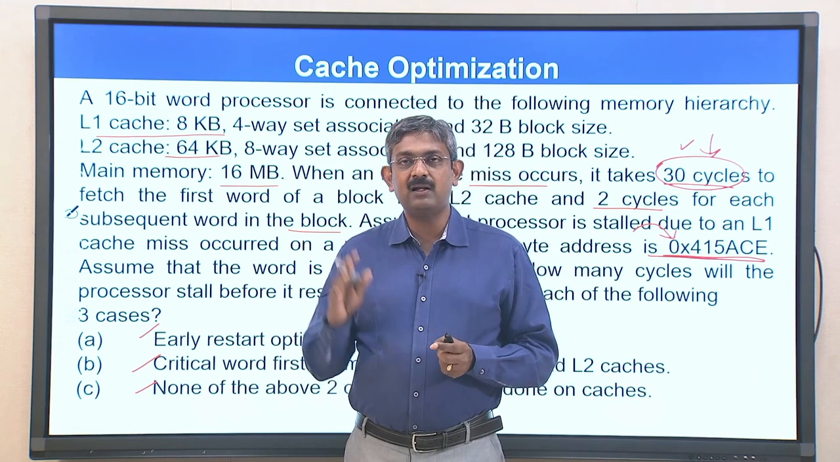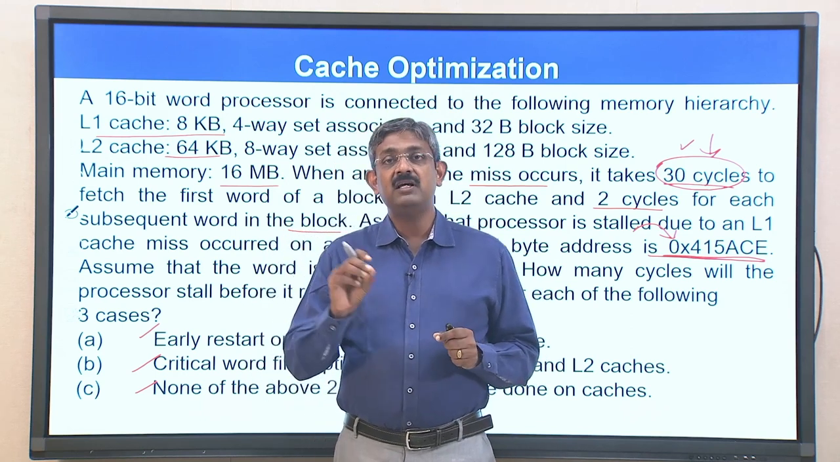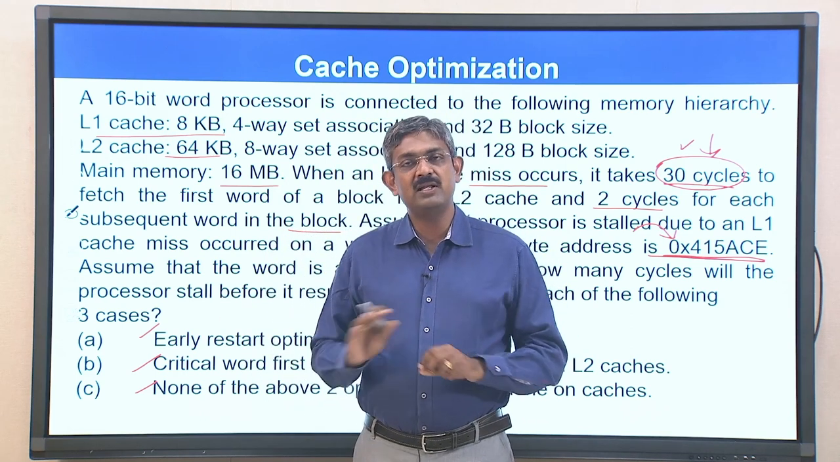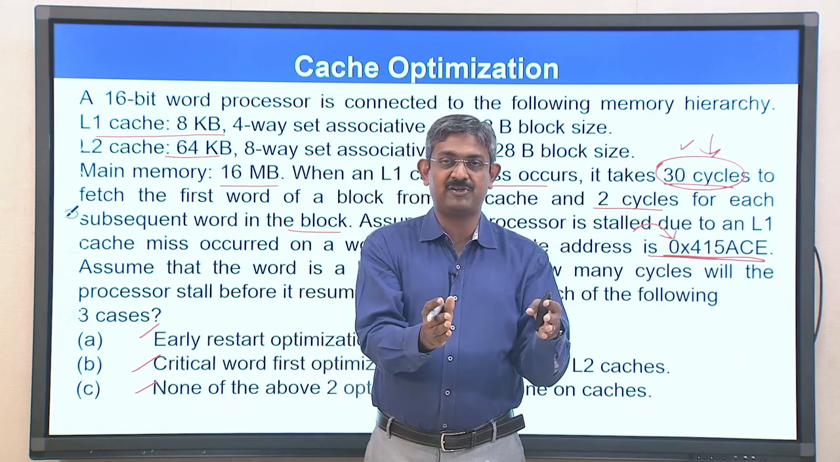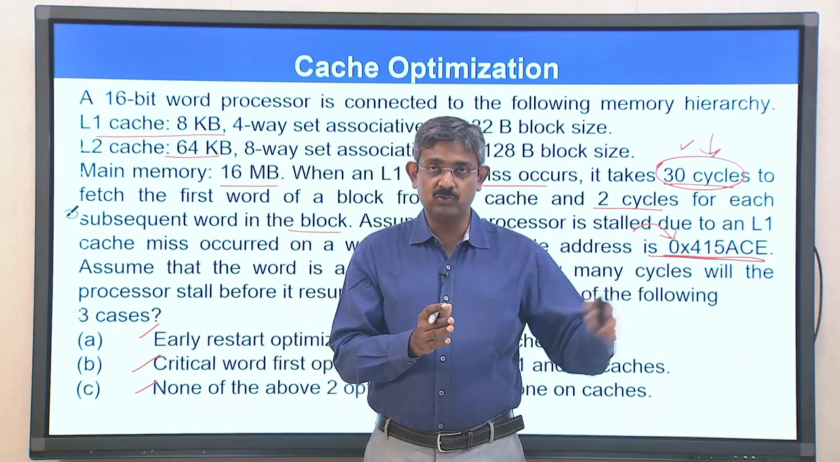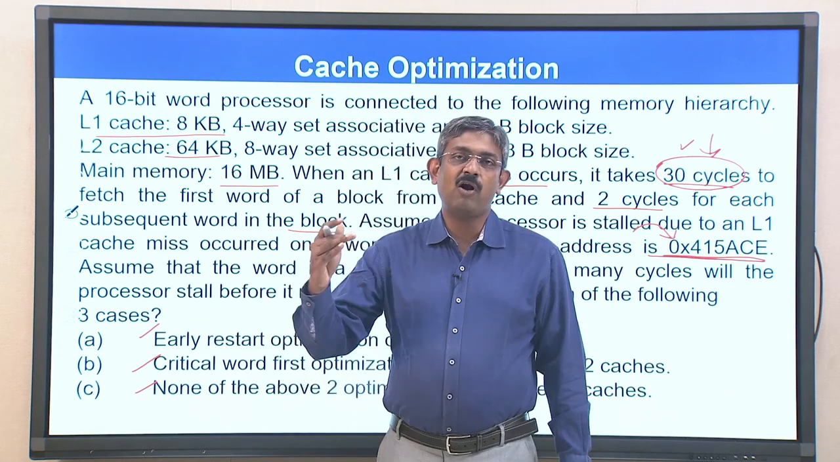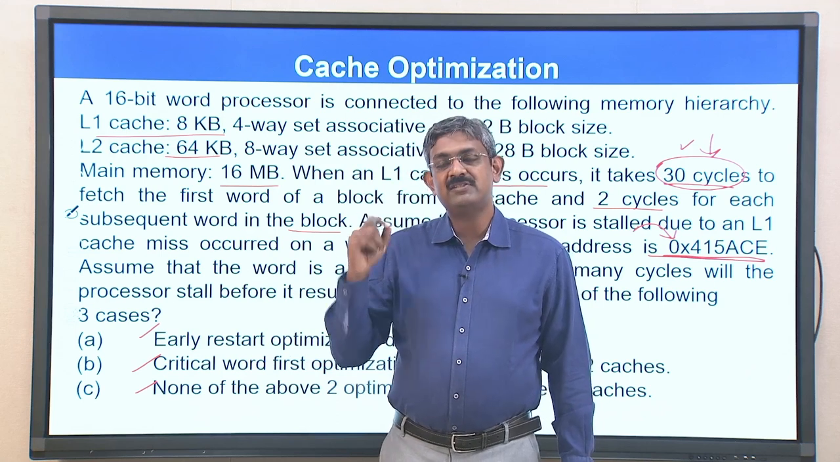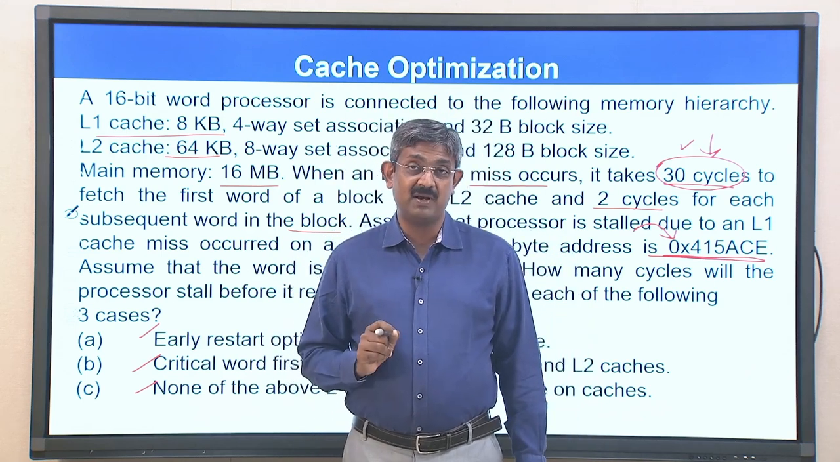So, depending upon that, the waiting time of the processor, which is nothing but the stalling that happens, is varying. And the last one, there is no optimization. So, you have to bring the entire block. Initially, first word is 30 cycles, thereafter 2 cycles each. Bring the entire word and then you transfer. So, in all these three cases, one is facilitating an early restart optimization. Second one is critical word optimization.